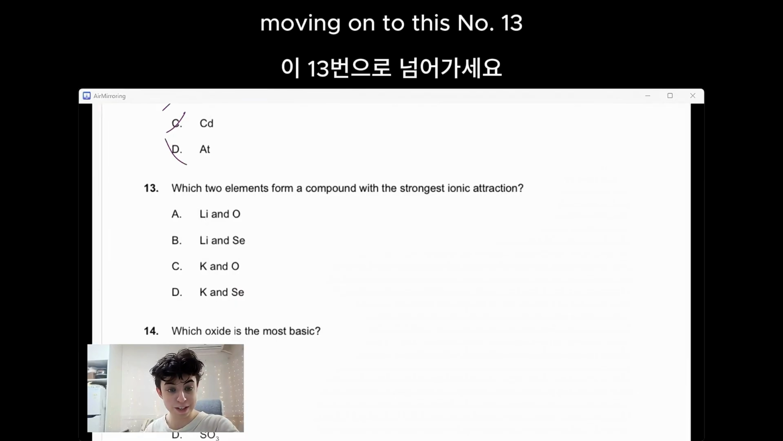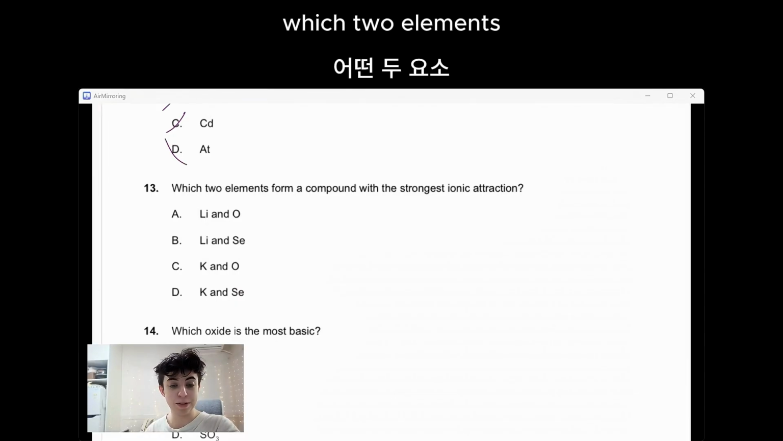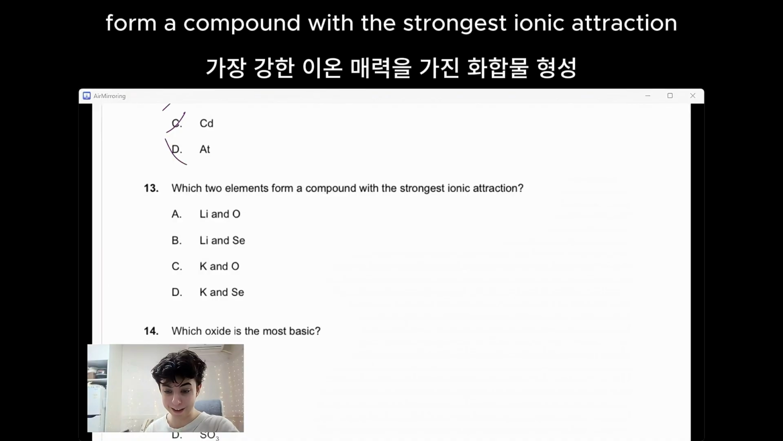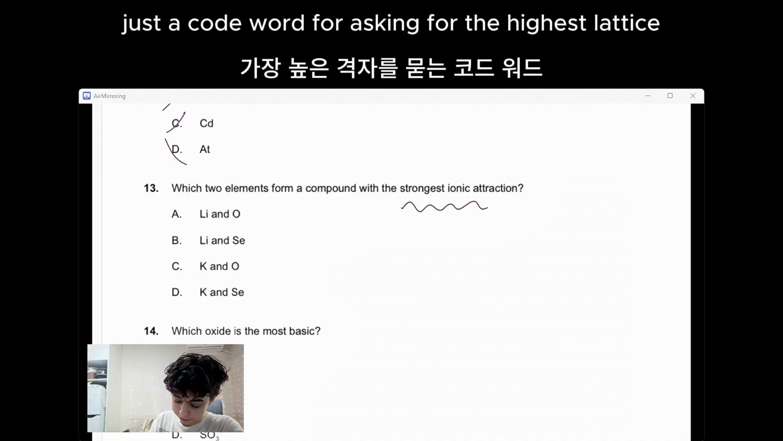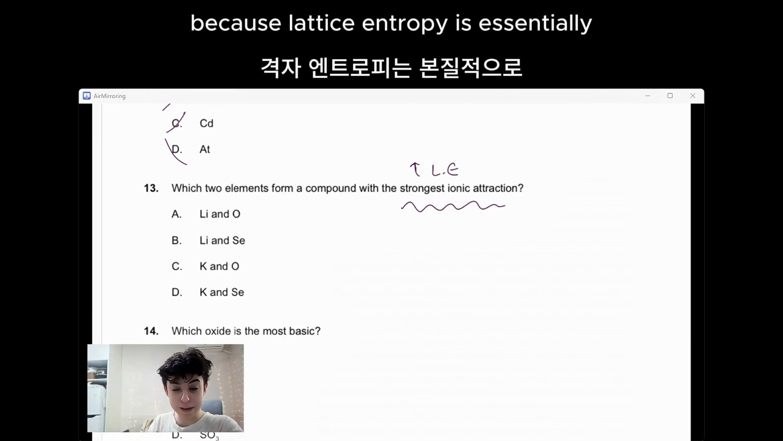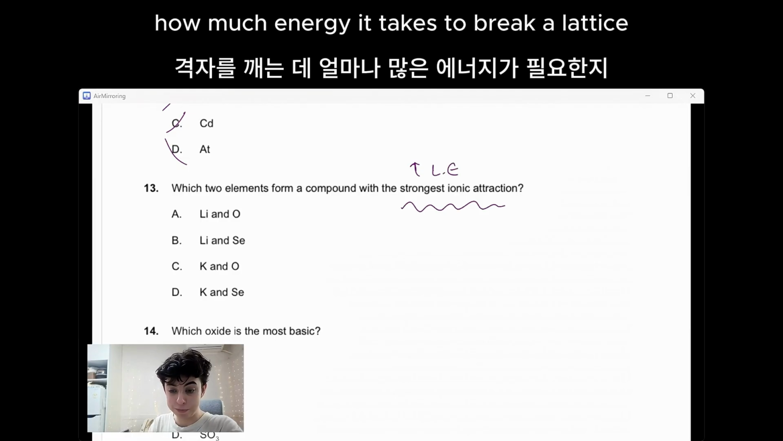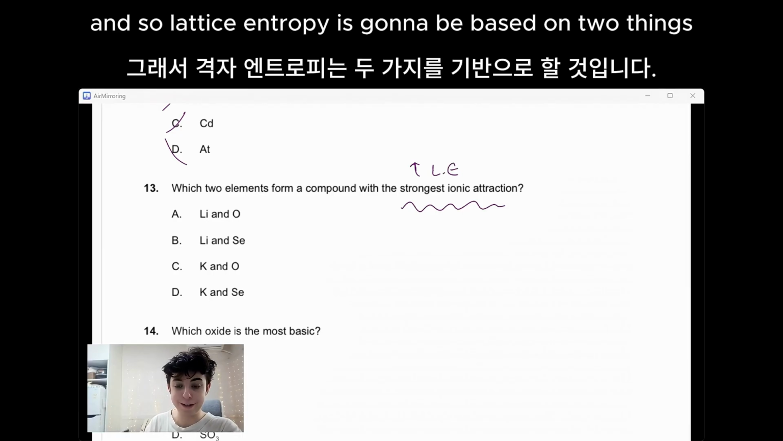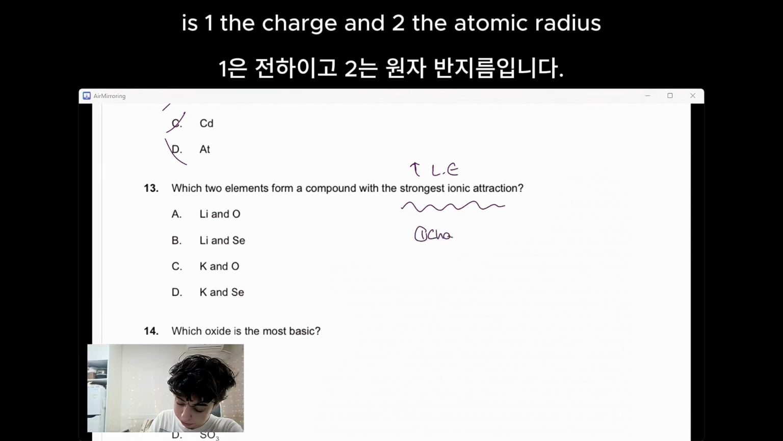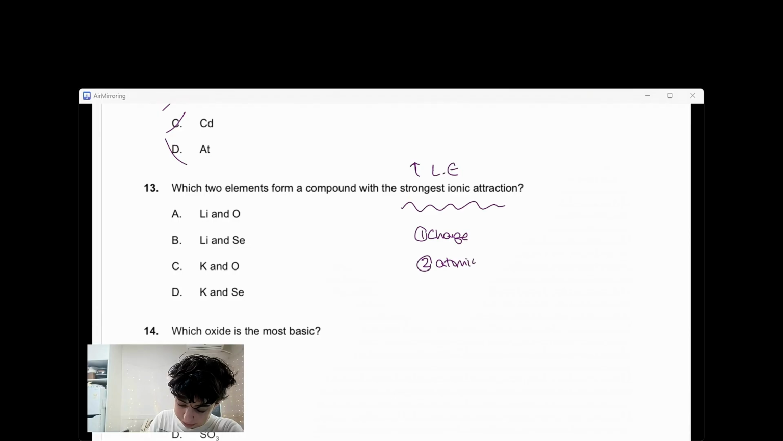Moving on to number 13, we have this question that is asking about which two elements form a compound with the strongest ionic attraction. And so this is essentially just a code word for asking for the highest lattice enthalpy. Because lattice enthalpy is essentially how much energy it takes to break a lattice, which is a measure of ionic attraction within a lattice. And so lattice enthalpy is going to be based on two things. It's one, the charge, and two, the atomic radius.